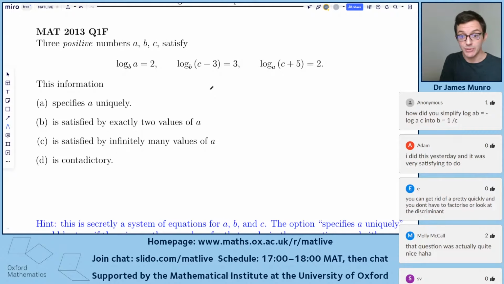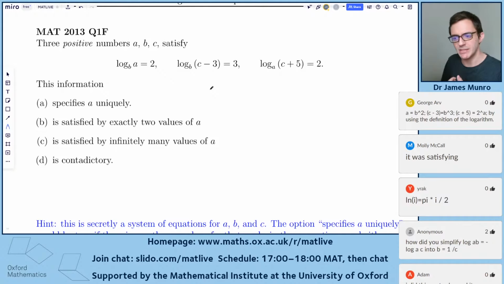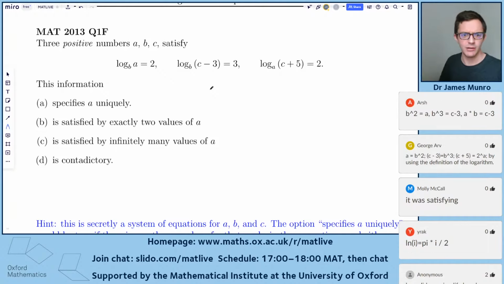Let's do some of this question. Ooh, is that a good idea? Let's do some of this question and talk about the options. I've done this question with people in person before, and it's usually turned into a chat about what it means to specify a uniquely. The options here are word phrases that are a little bit unlike stuff you might have seen elsewhere.